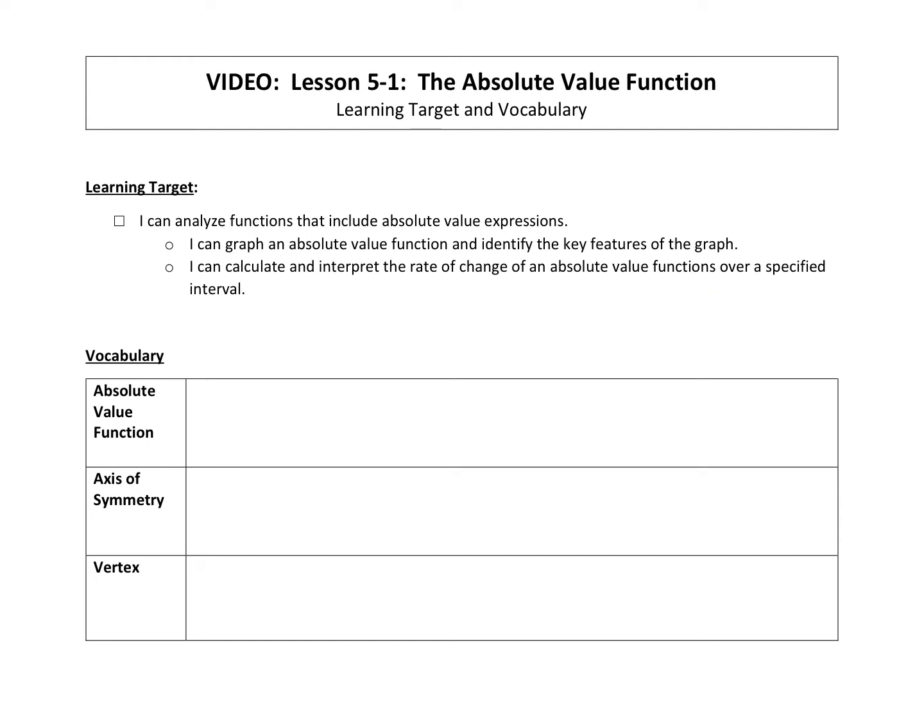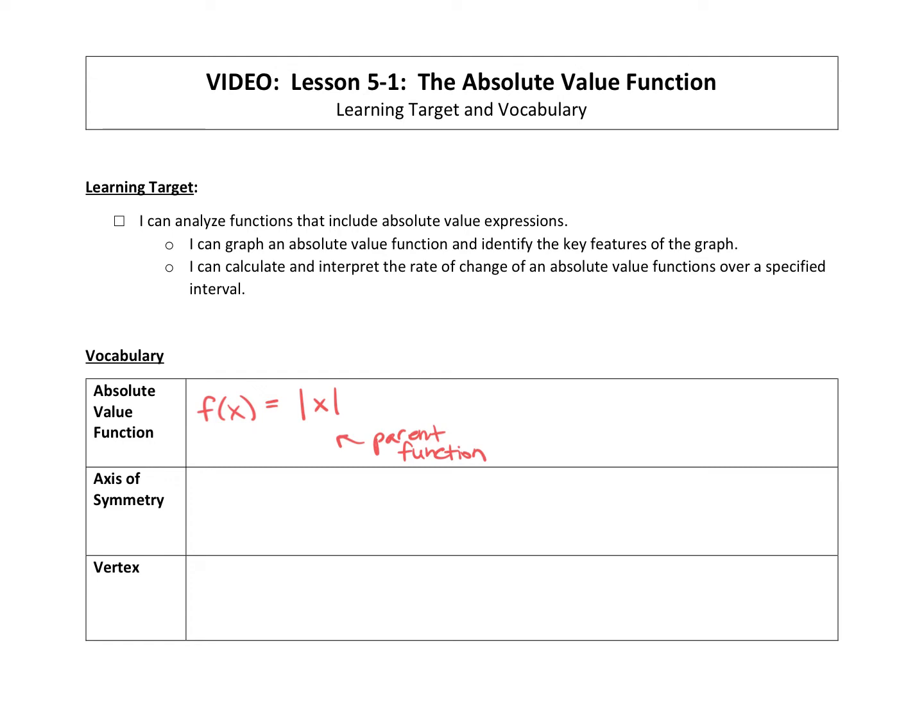So let's take a look at some vocab that we need in our notes. First is the absolute value function. This is f of x equals the absolute value of x. So that is the absolute value function. We call that a parent function. There have not been any transformations, so it's going to be the most basic absolute value function we can have.